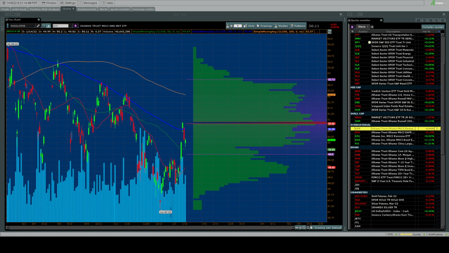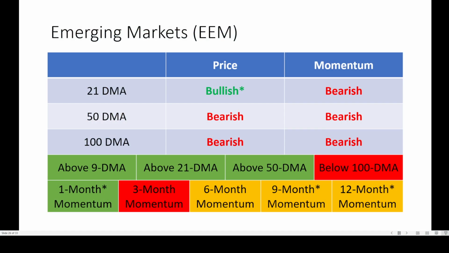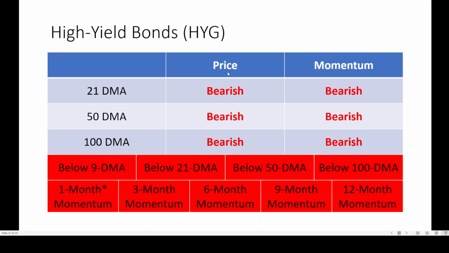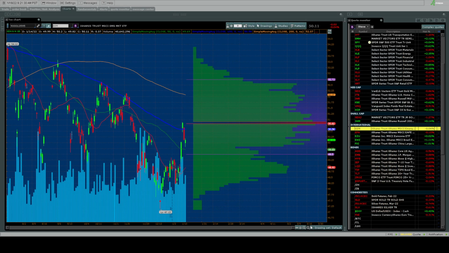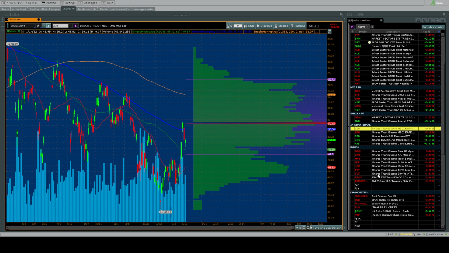Bearish. So EEM confirming that perhaps GDX not heading a whole lot higher if it tries to. How about high yield bonds? Oof, a lot of red here, and this is bad news for the broad equity market. When high yield bonds break down, well, the rest of the market goes with it. Not much to talk about there, other than let's go take a look at the chart for HYG.